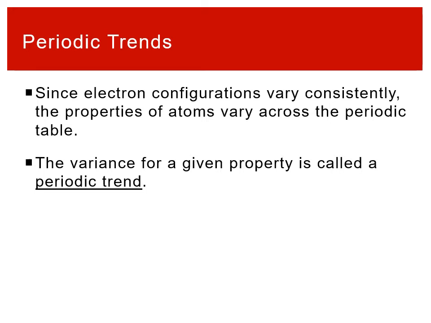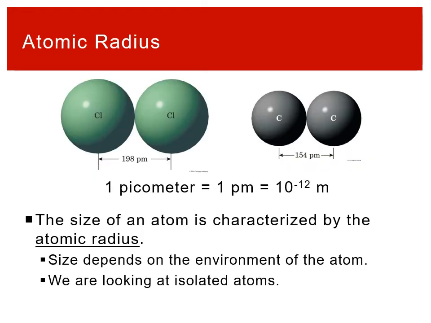What we want to look at are things that vary in predictable ways. What that means is that they're determined basically by the change in properties of the different electron configurations for my different atoms. So in order to look at trends, we first need to define some properties. The first property of atoms that we want to look at is going to be the size of atoms. We call this the atomic radius.